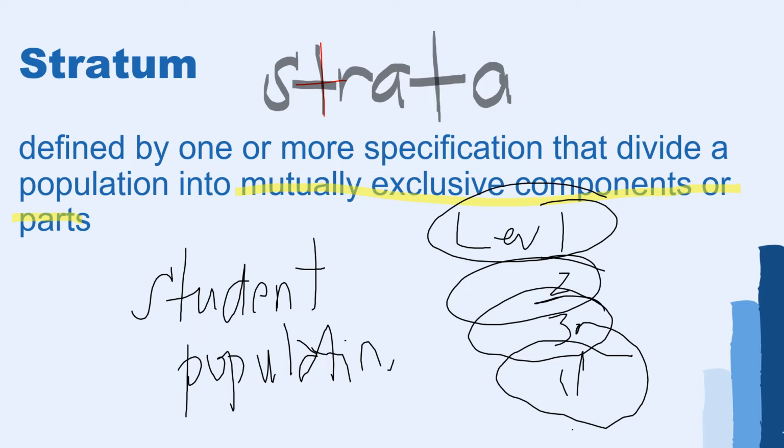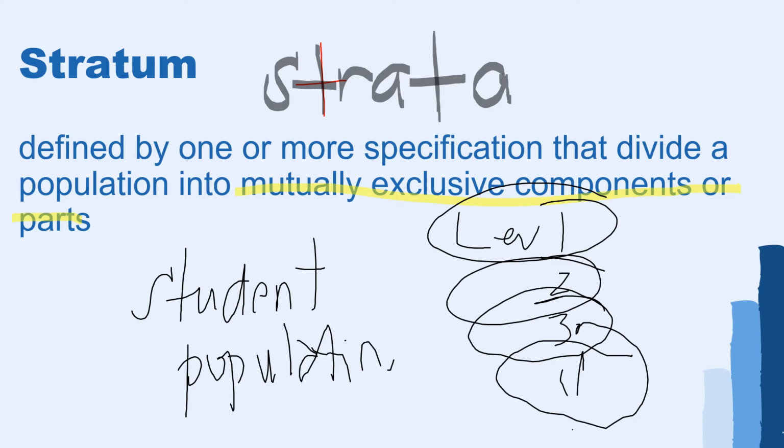If I'm talking again about level 2 student nurses, I could also divide level 2 student nurses between male and females. These are strata. In other words, what are the subgroups in your population that would be able to divide the population into mutually exclusive components? Now, what do we mean by mutually exclusive?